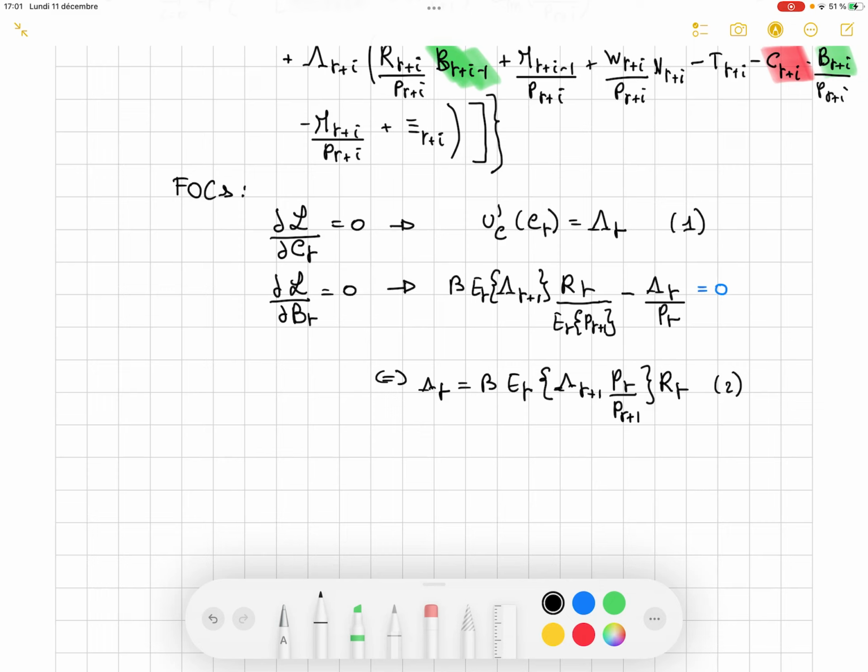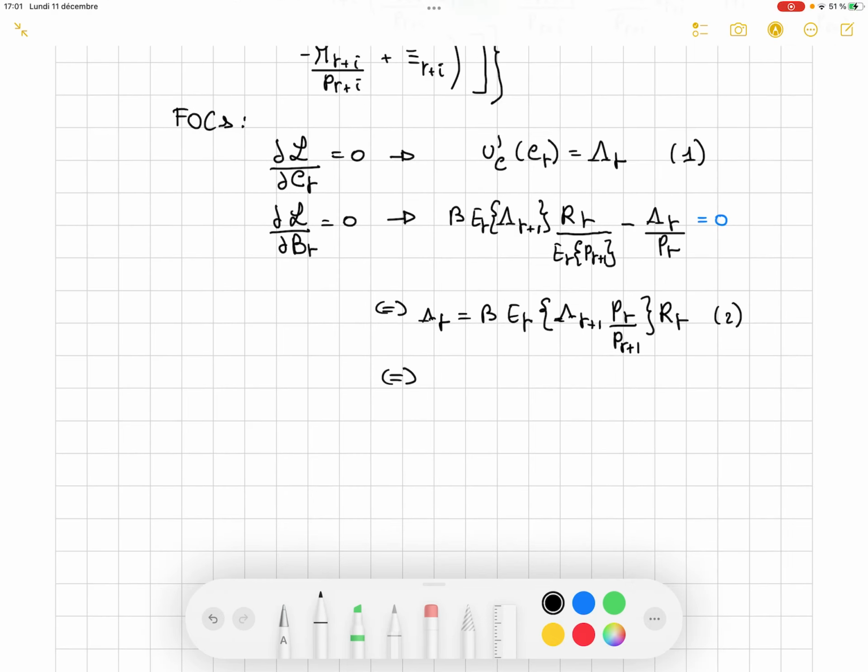We will maybe stick to that until now. We can go a bit further and consider that 1 divided by the real interest rate is by definition equal to beta multiplied by the expectation of the ratio of the marginal utility, multiplied by the ratio of the price. So we can express it that way if it's a bit easier later.